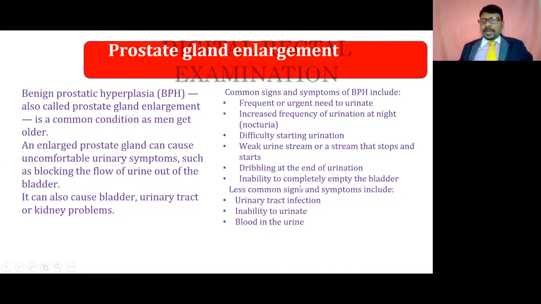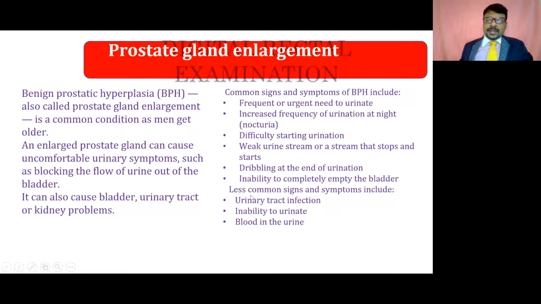And also there is inability to completely empty the bladder. That means it is on and off. Sometimes they pass the urine, and sometimes they have difficulty. They pass some amount of the urine and are unable to pass the rest. These are the most common symptoms in prostate enlargement, also called benign prostatic hyperplasia.